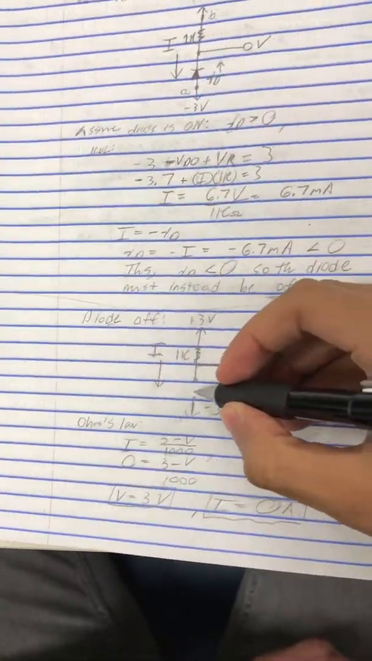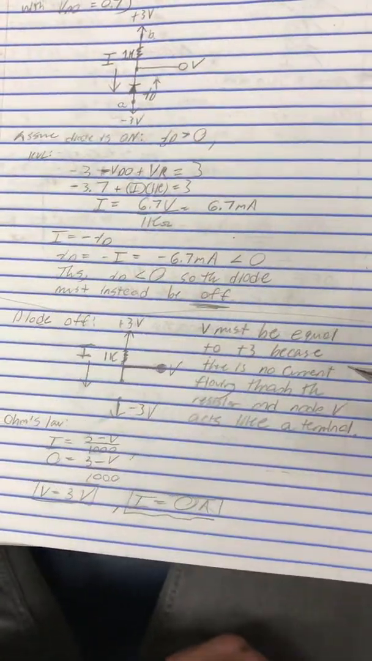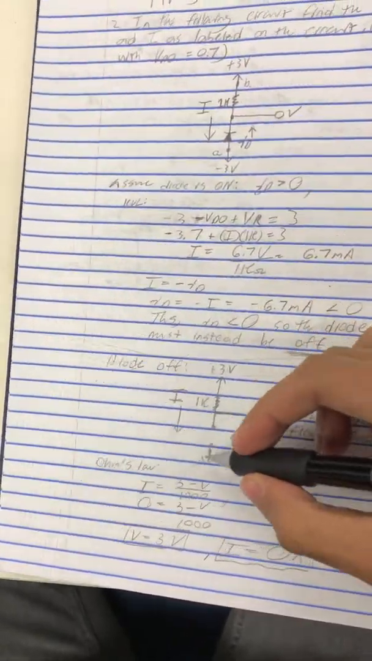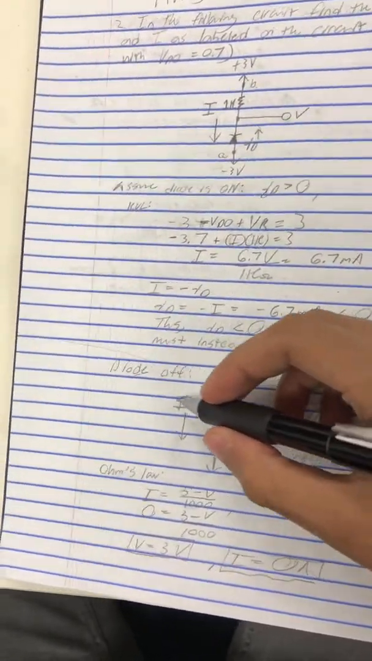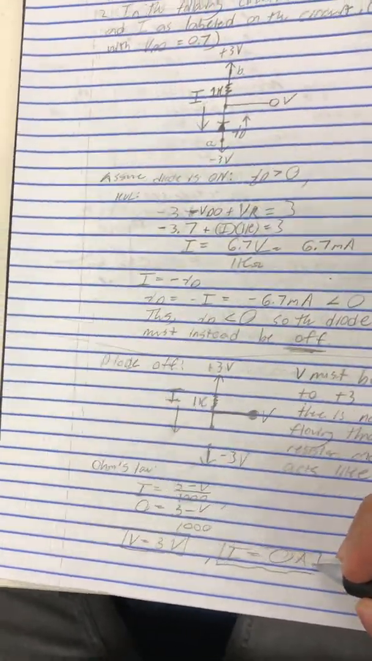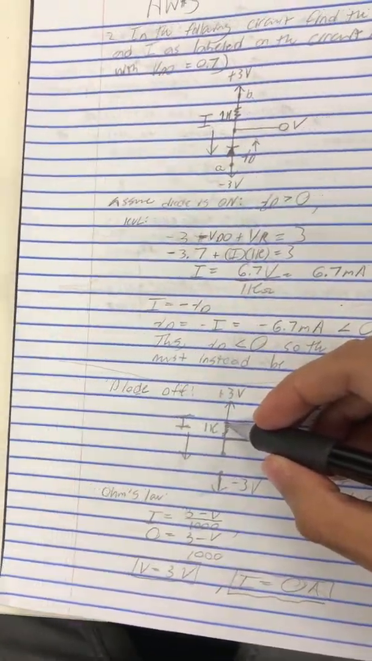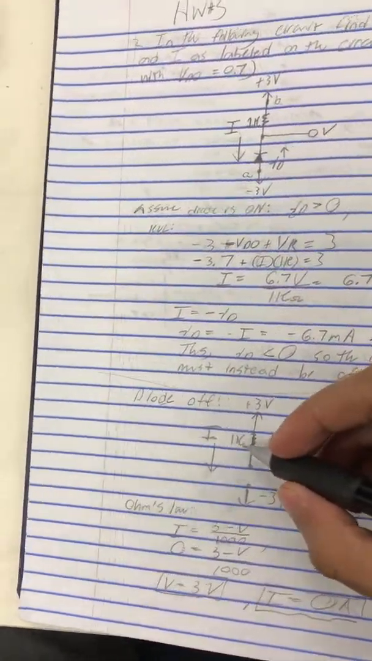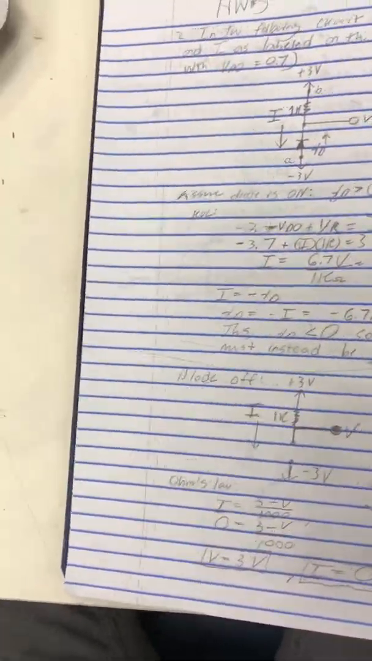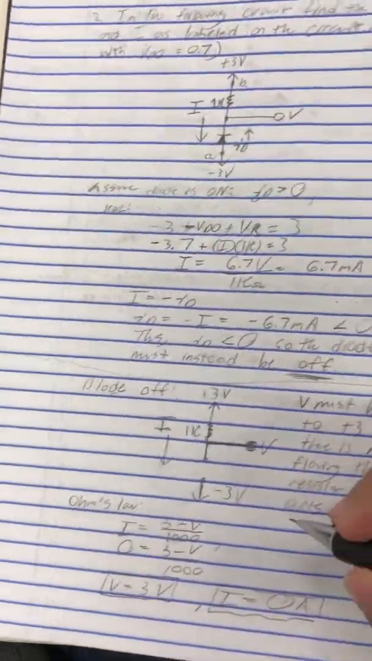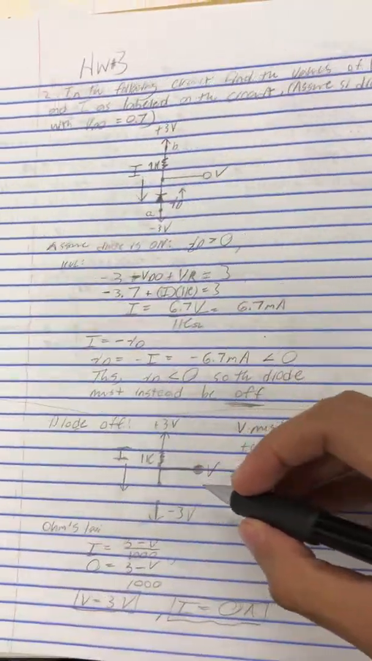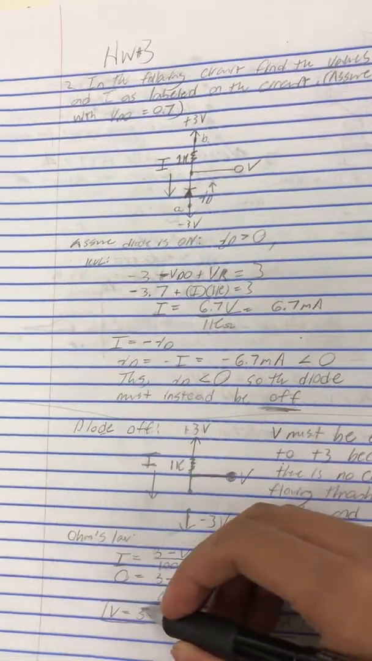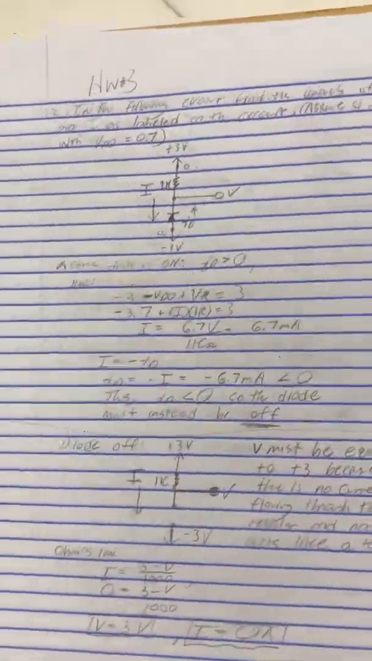pretend that the diode is a break, and therefore V must be equal to 3 because there is a break, so there is no current going through. I equals 0 amps, and the voltage across the resistor is the 1k ohms times 0 current. So the voltage across the resistor is 0. So the voltage at this node is also 3 volts. There we go. That was quick.